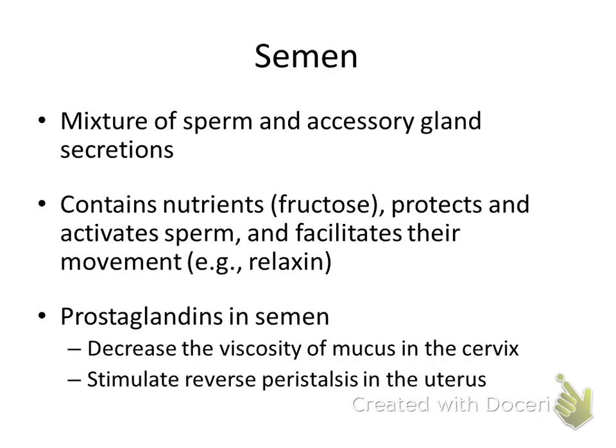In other words, the prostaglandins here are causing the uterus to contract in such a way that it's creating a current to help pull the sperm higher up into the uterus, and that's important because if fertilization is going to occur, it has to occur in the fallopian tubes that are attached higher up in the uterus.